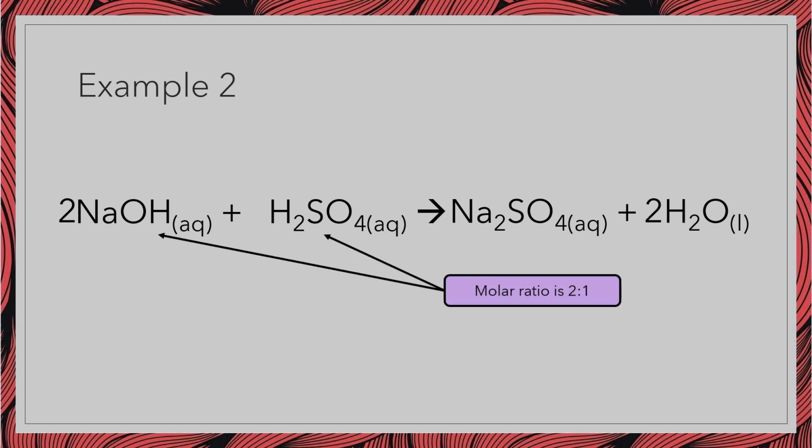Now, mole ratio is 2 to 1. So 2 sodium hydroxides for every sulfuric acid. That's going to be important in our calculations coming up.